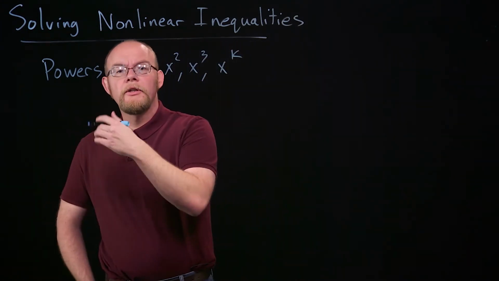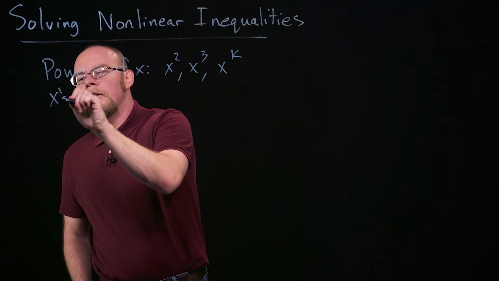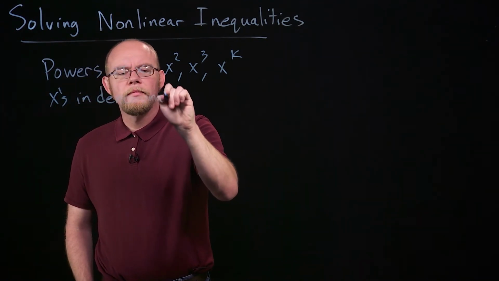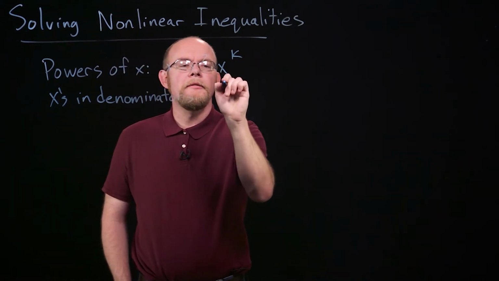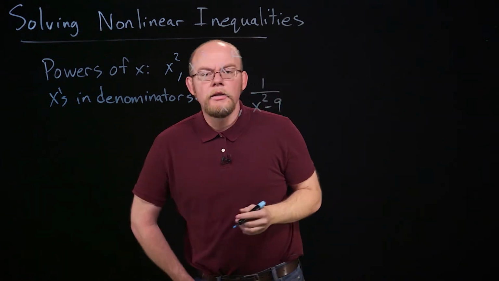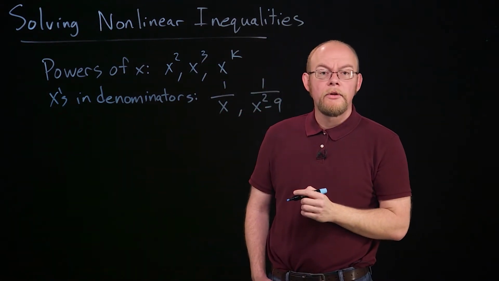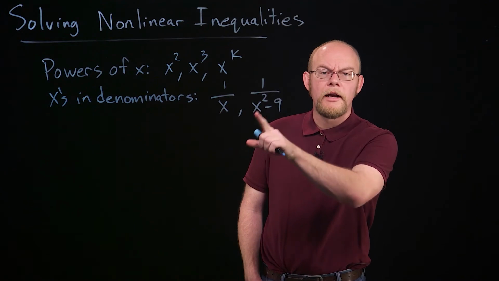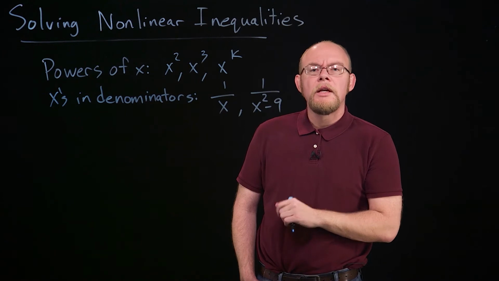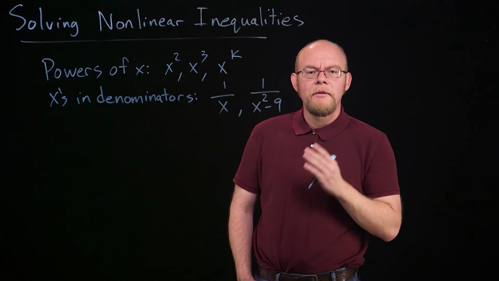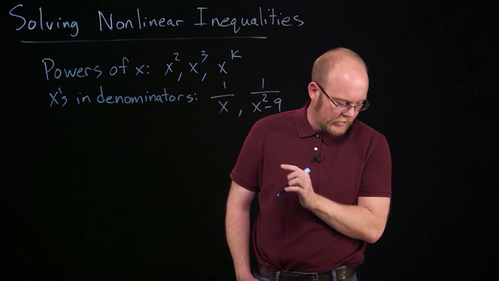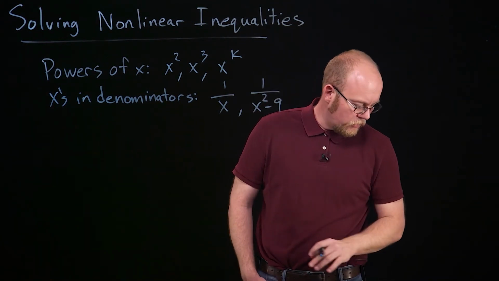The other things that you can run into is x's in denominators. So something of the form 1 over x, or 1 over x squared minus 9. These are examples of things that don't look like lines. So if we were to graph these, like y equals 1 over x, or y is equal to 1 over x squared minus 9, these would not look line-like at all. And the reason we identify these is that they require a very different solution method than what we saw with the linear inequalities. So let's go ahead and let's solve an example.